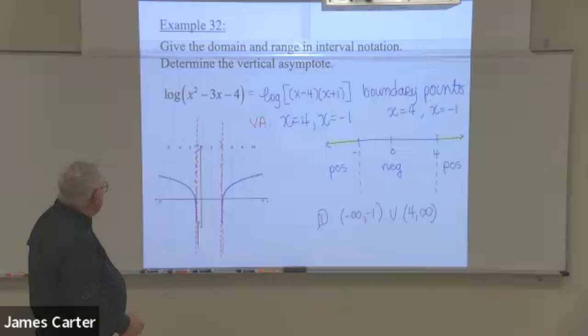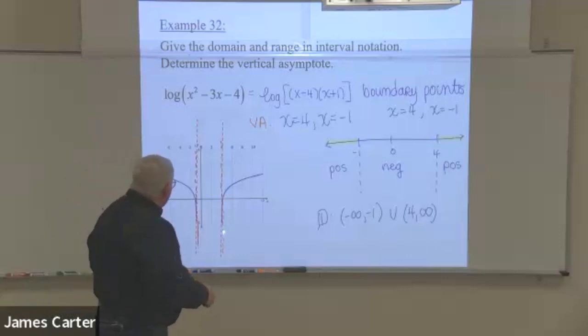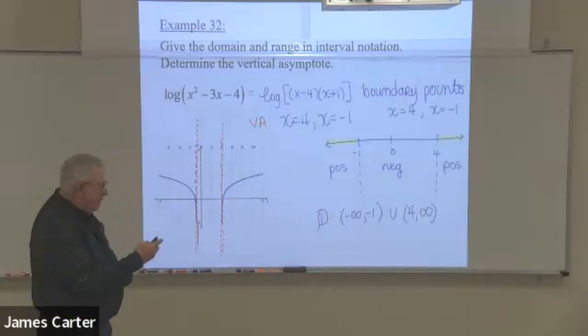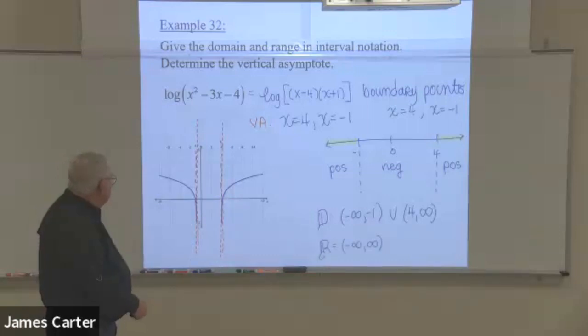So the domain in this case, because the domain is left to right, is out here at negative infinity to negative 1. Then we've got a gap, or a union gap. And then we go from 4 to positive infinity in this direction. Again, non-inclusive on this negative 1 and 4. What about the range? Well, these both go to negative infinity, and they both go to positive infinity.